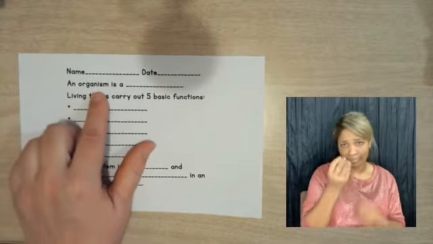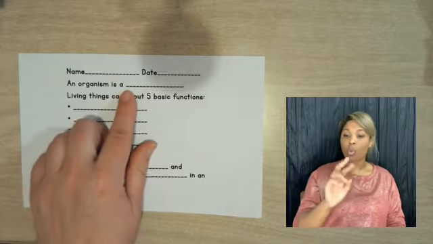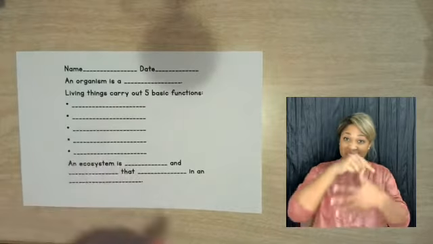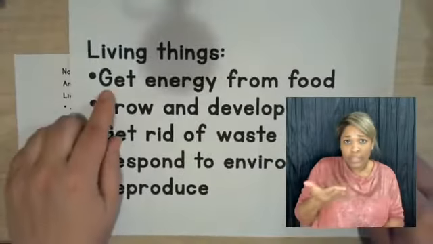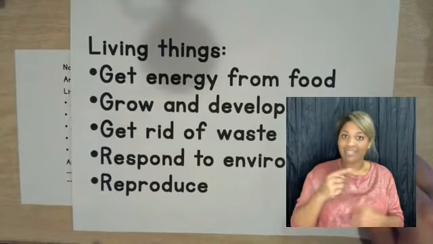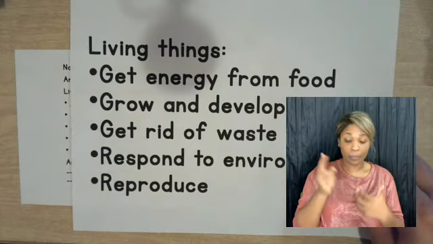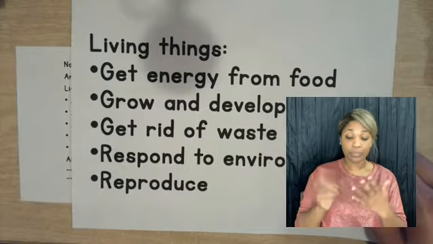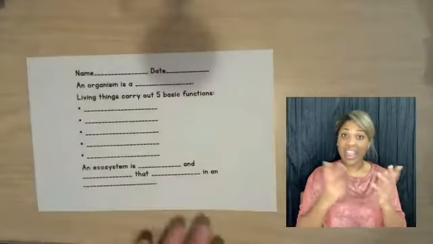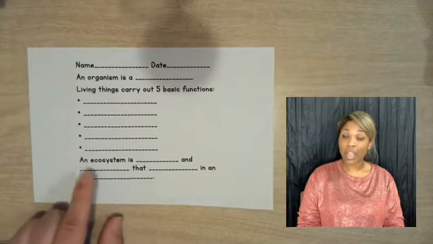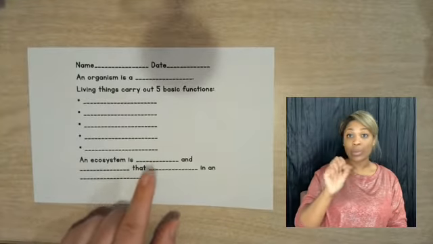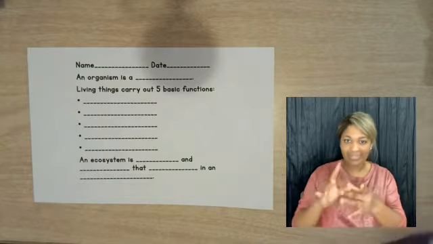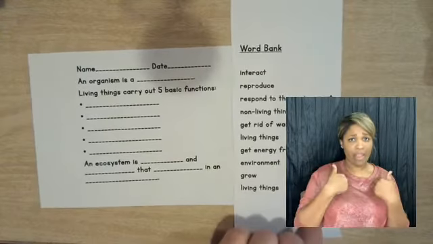You're going to need to know that an organism is a living thing. You're going to need to know the 5 basic functions that living things carry out. So you're going to need to know that they get energy from food, they grow and develop, they get rid of waste, they respond to their environment, and they reproduce. And then you're going to need to know that an ecosystem is living and non-living things that interact in an environment. You will have a word bank, so this will help you out.